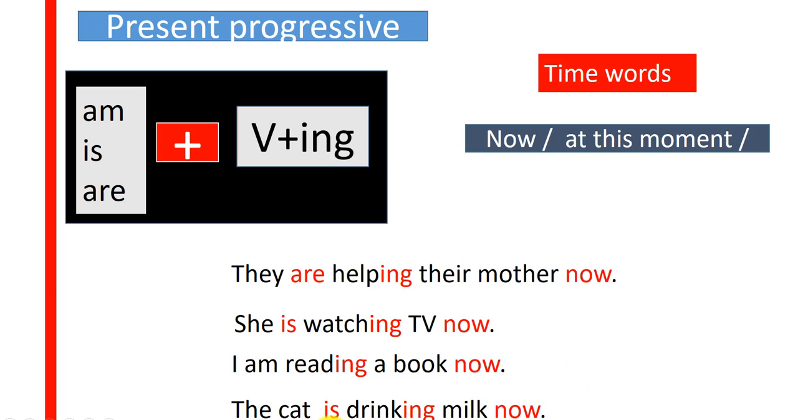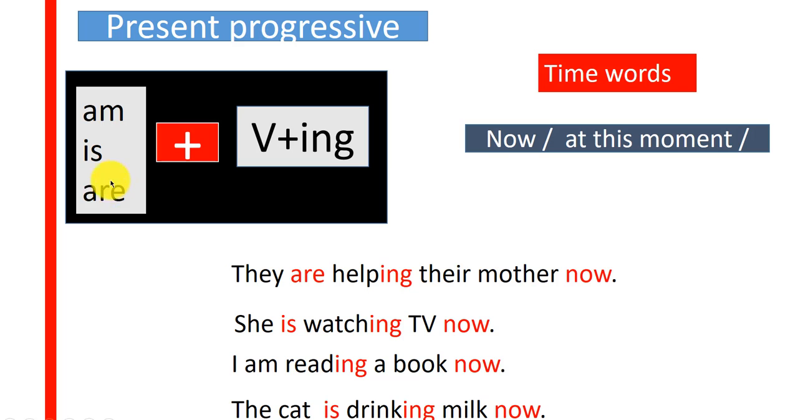What does it mean? The cat, when is the cat drinking milk? It is drinking milk now. When we want to say that an action is happening now, which tense do we use? We use the present progressive tense. And it is composed of what? It's composed of am, is, are, plus verb, plus ing.